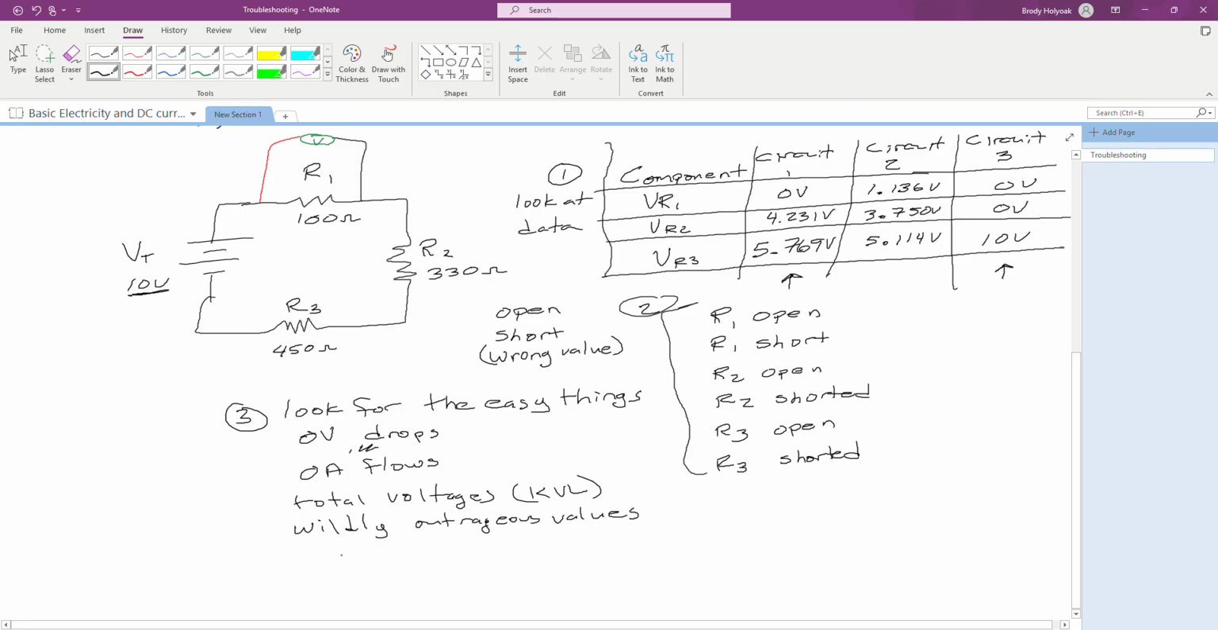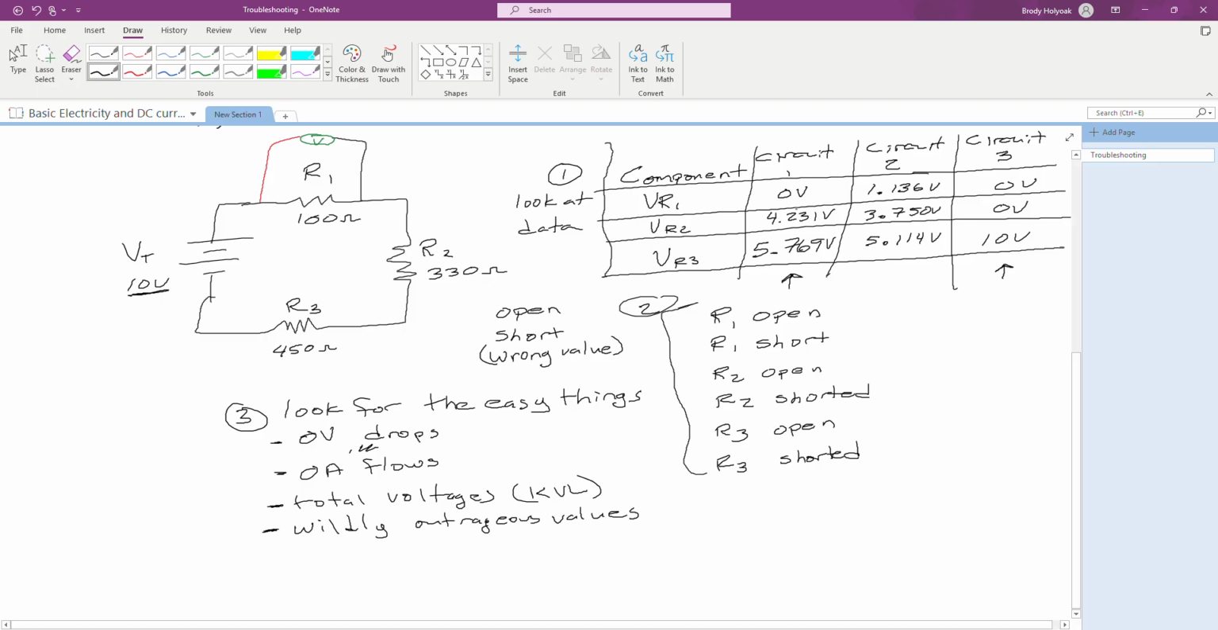And then thinking about the patterns that you do know and that you can come up with. Again, this is assuming you have some experience with this. If you don't know what they should be, you're not going to have anything to reference it by, and that's okay. We got to start somewhere. So nothing else, look for the easy things: our 0-volt drops, 0-amp current flows. Look at our total voltages, make sure that Kirchhoff is being applied and we're not forgetting something, and look for wildly outrageous values.